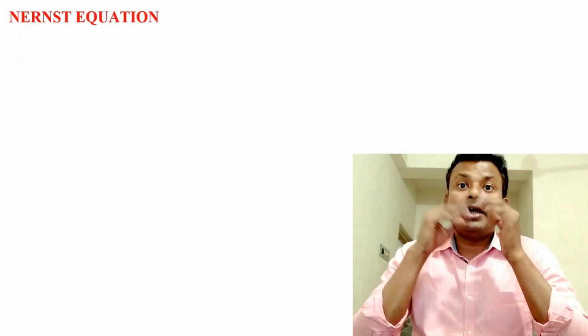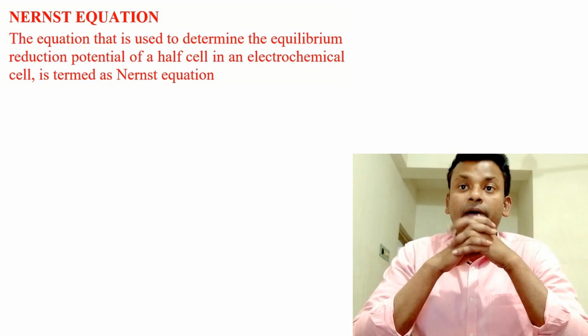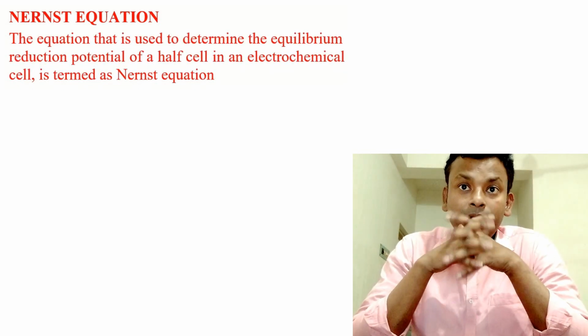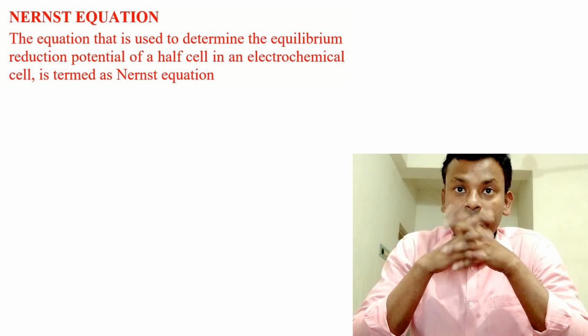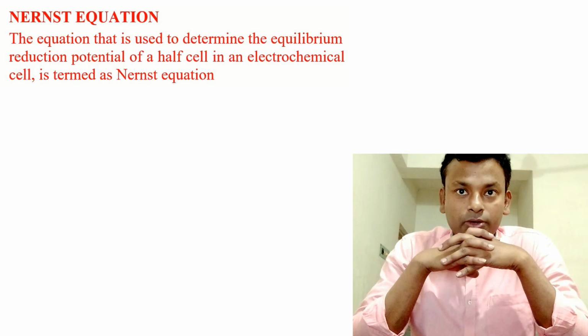Nernst equation. The equation that is used to determine the equilibrium reduction potential of a half cell in an electrochemical cell is termed the Nernst equation.